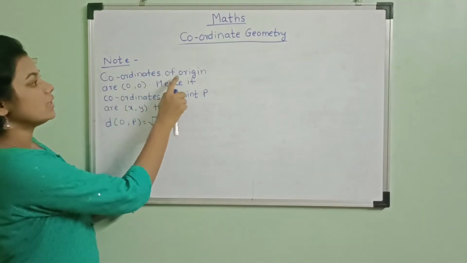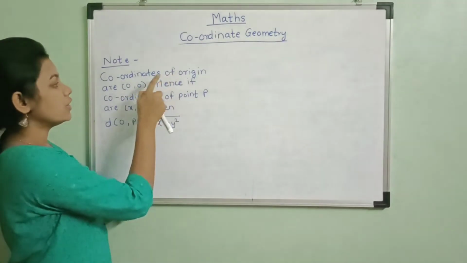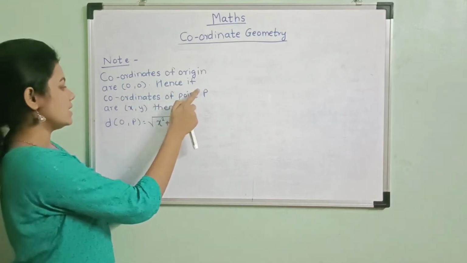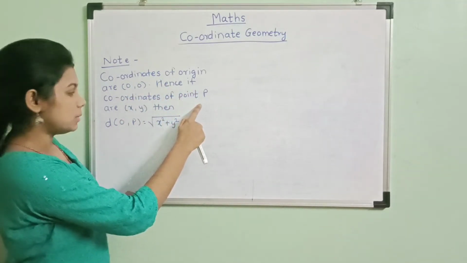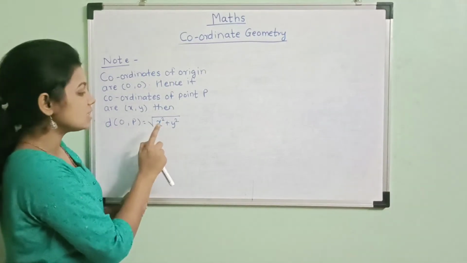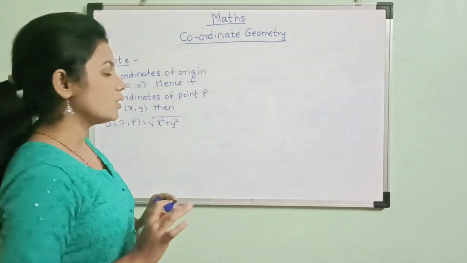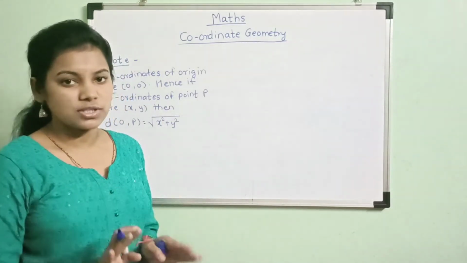Now suppose coordinates of origin are 0 0. All of you are aware about that. Coordinates of origin are 0 0, and hence if coordinates of any point P are x y, then the distance between origin and that point is square root of x square plus y square. We will derive this. All of you know the distance formula.